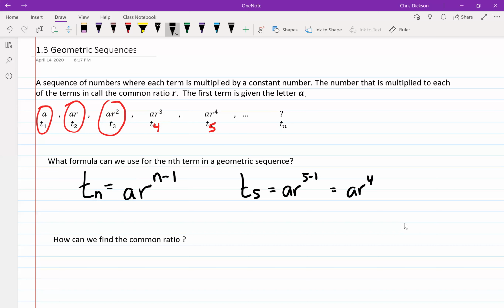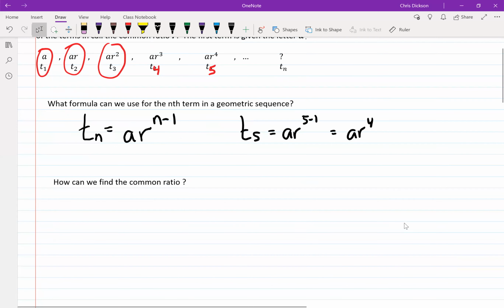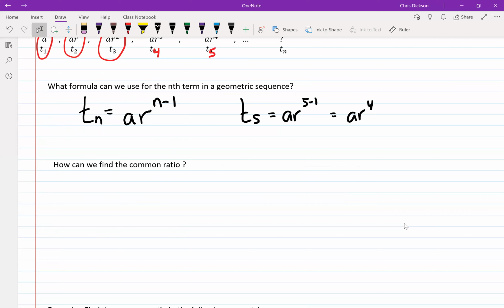So how can we find the common ratio then? Well, one way is if you had two terms. Let's take T4, that would be AR to the 3, using our formula. Let's say you had term 3, the term before it, that would be AR to the 2.